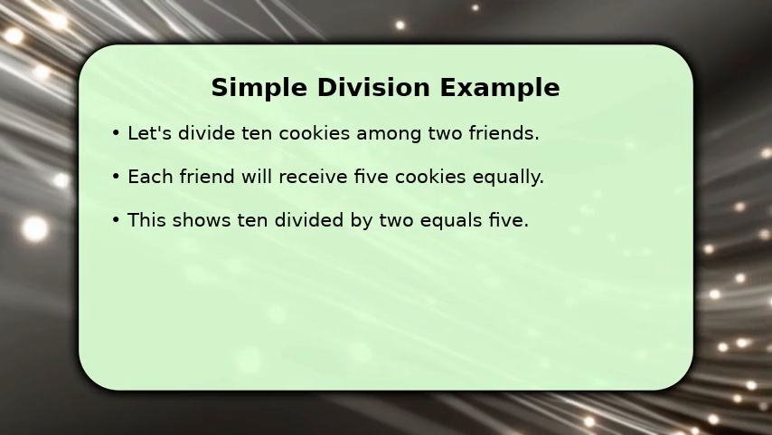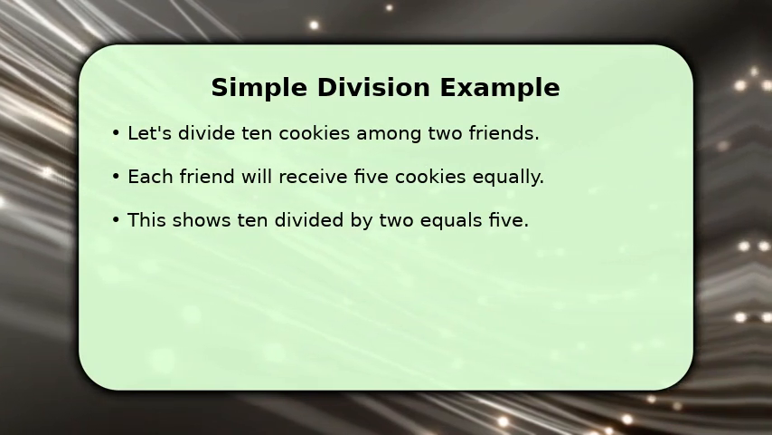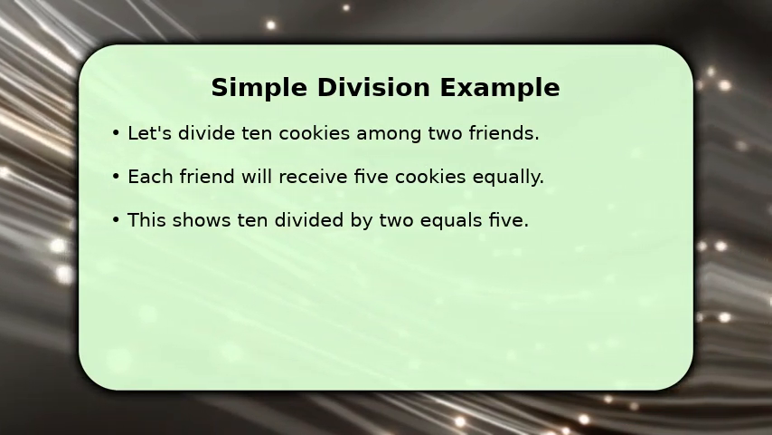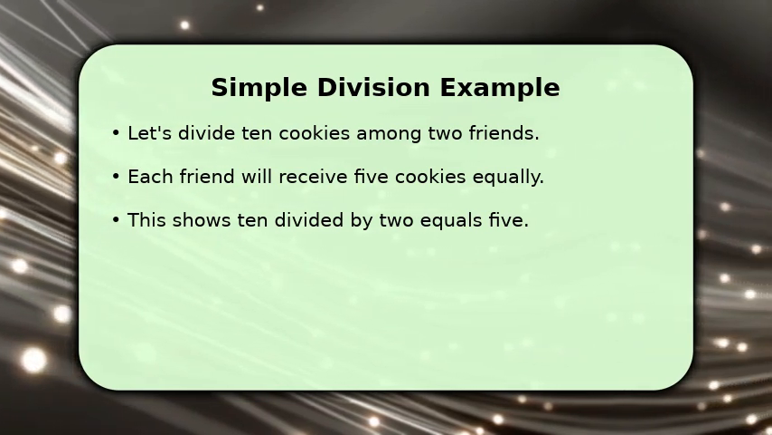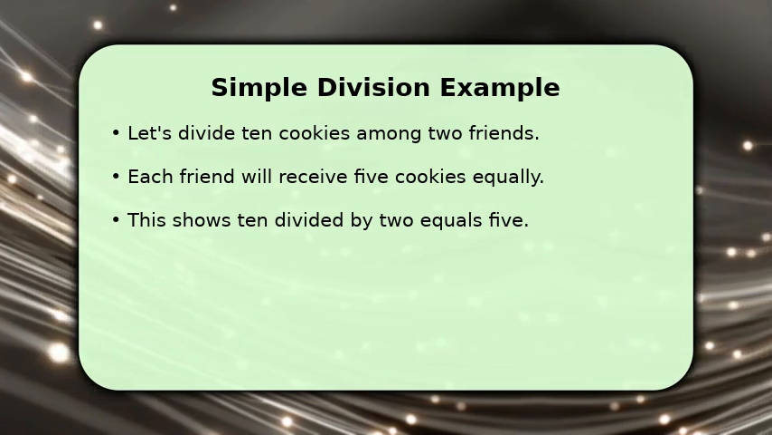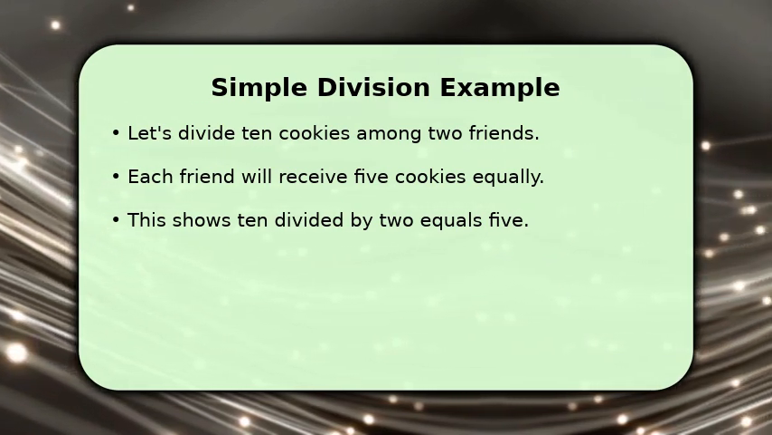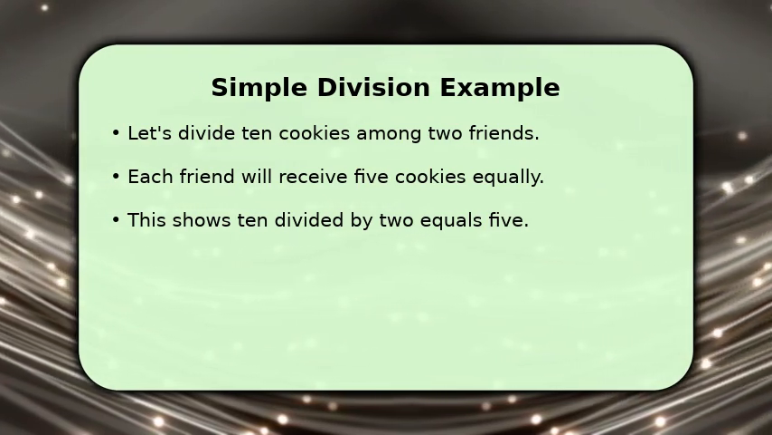Let's try a simple example to see division in action. Imagine you have 10 delicious cookies and you want to share them equally between two friends. You would divide 10 by 2. Each friend would happily receive 5 cookies. This shows that 10 divided by 2 equals 5 with no cookies left over. It's a perfect, equal split.